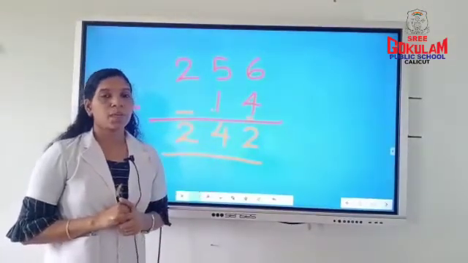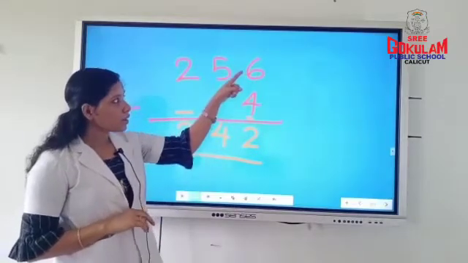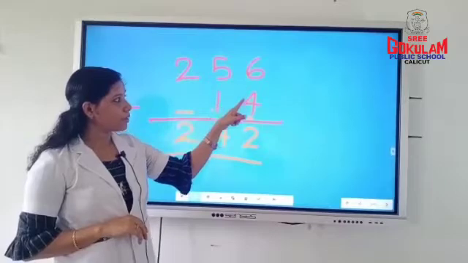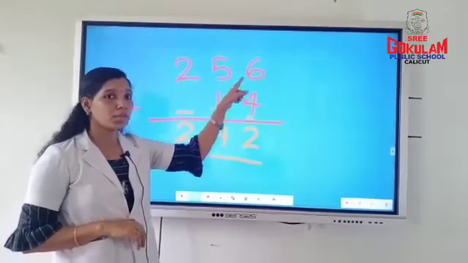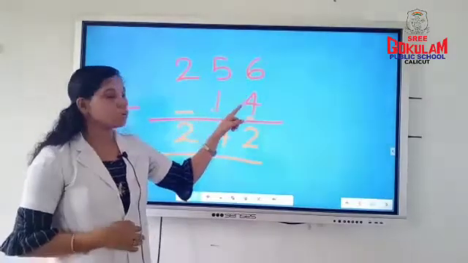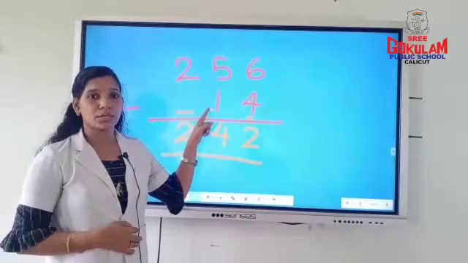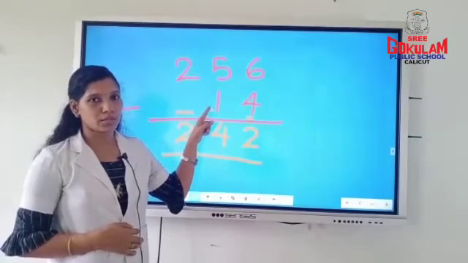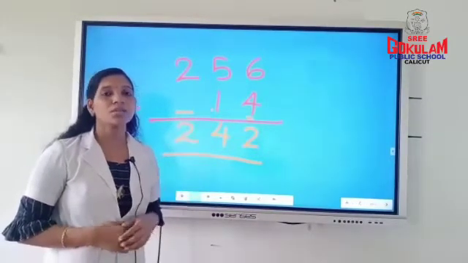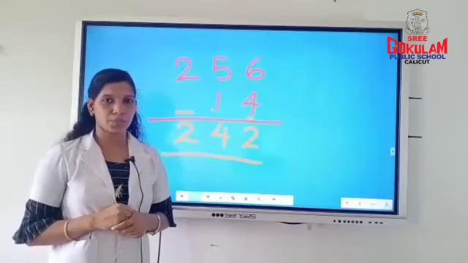242. Now in all these cases, you can notice, children, that you are always subtracting big minus small. So you can easily subtract 6 minus 4. Here 6 is big, so you can subtract a smaller number. 5 is big, so you can subtract a smaller number 1 from it. Isn't it?